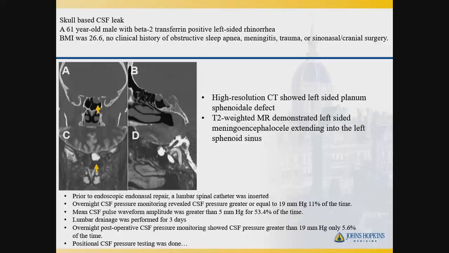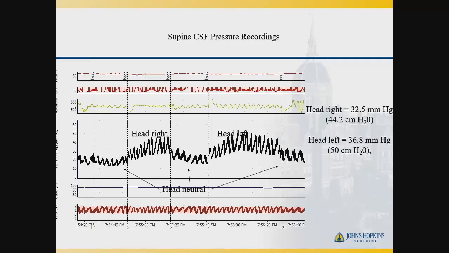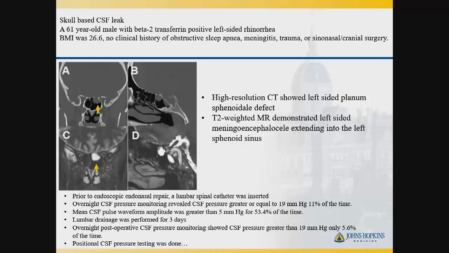A little bit about skull-base CSF leaks. This was a 61-year-old rheumatologist who actually developed a CSF rhinorrhea, through a skull-base CSF leak. He went through a paradigm, but even after the post-operative monitoring, the CSF pressure was not significantly elevated. It was about 19 just for a very short duration. We did positional testing. He was fine.